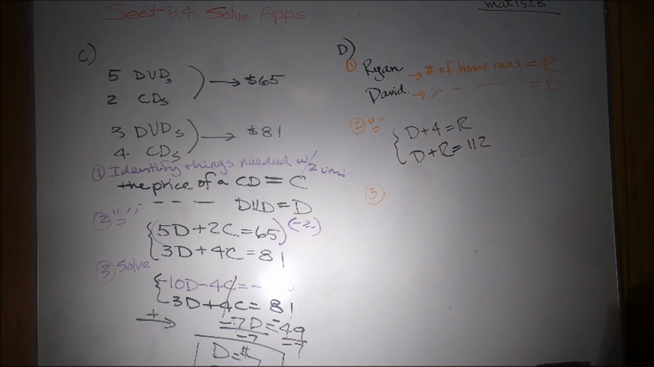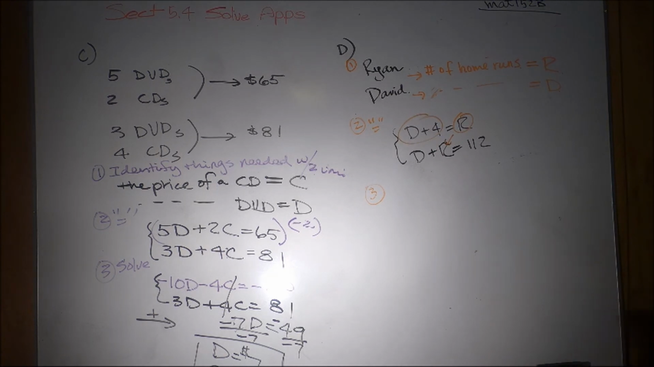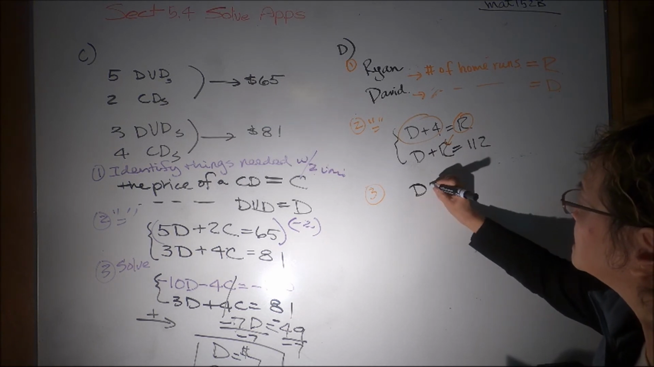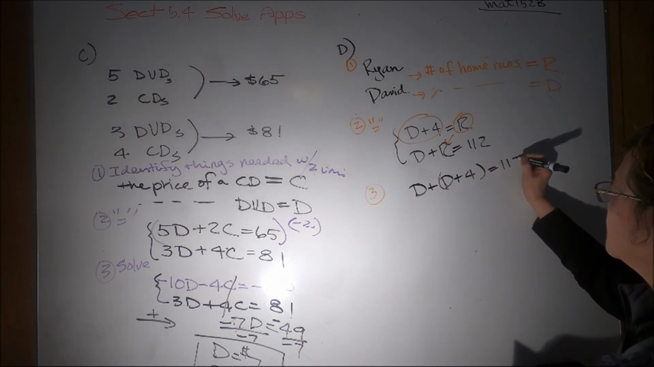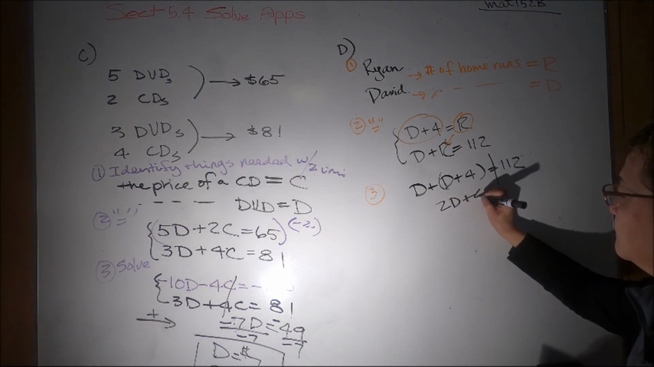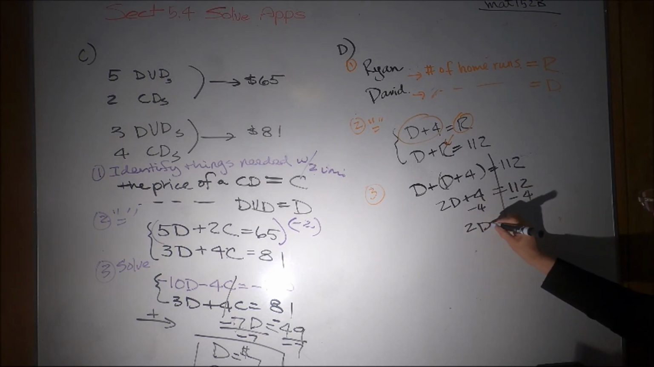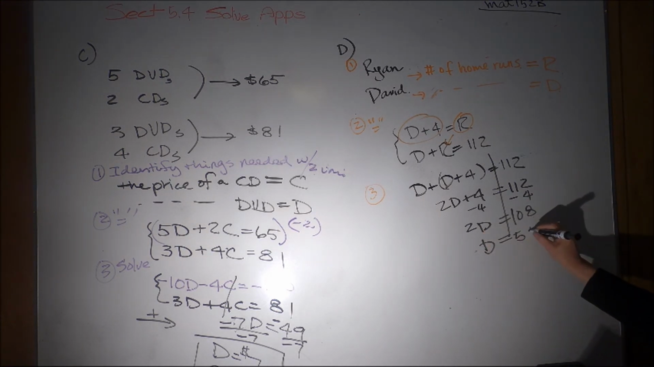Looks like substitution would be easier, right? So you can just plug in for R because R is already by itself. So you can replace R with D plus 4 because they mean the same thing, right? So what do you have? D plus 4, that's R, becomes 112. Then how do you solve it? Combine like terms, right? Then you minus 4, 2D is what? 108. So divided by 2, it's 54.